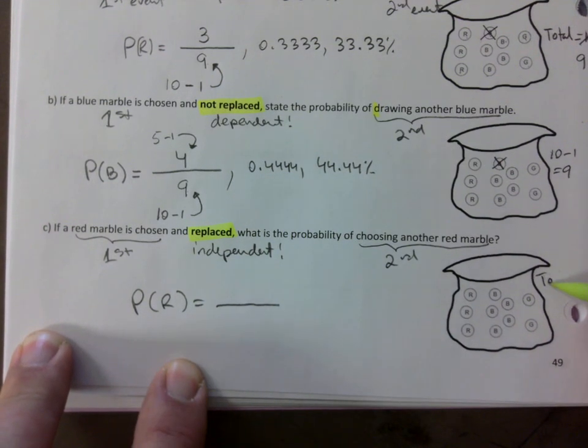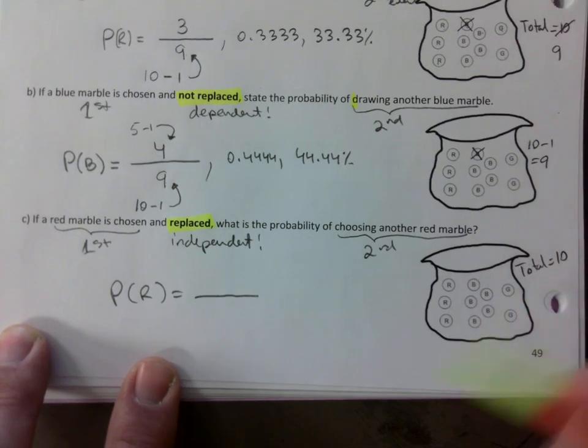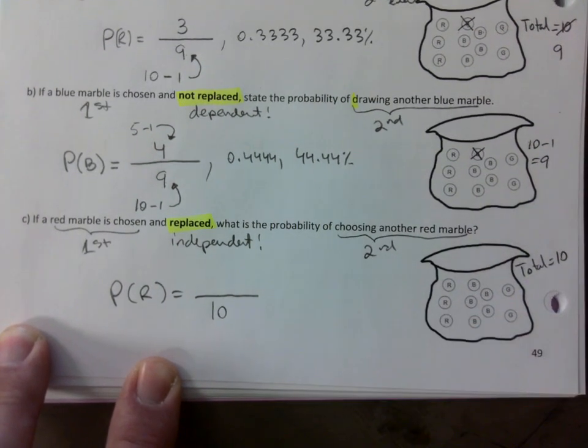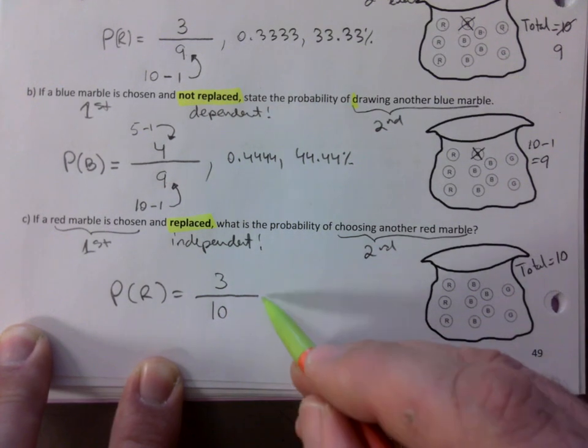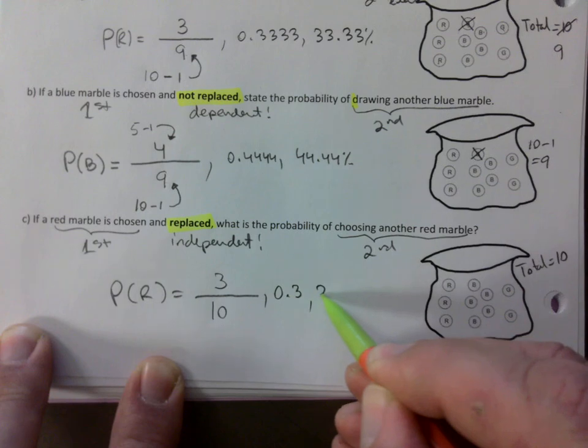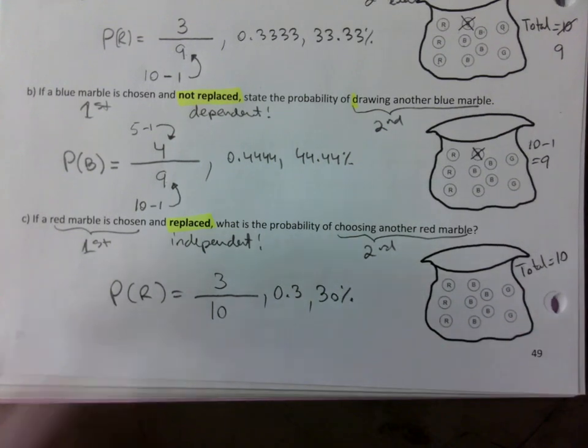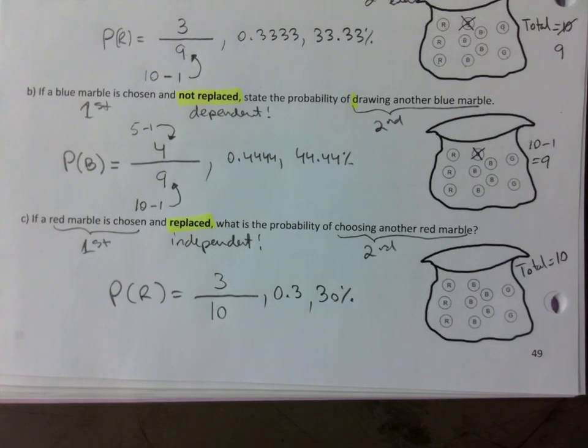We've got a total of 10, correct? It doesn't change, it just stays 10. Nothing is removed. How many red ones are there? 3. And nothing has changed because the first red has been replaced, so it's 3 over 10. So it's 0.3 or 30%. Just like that.